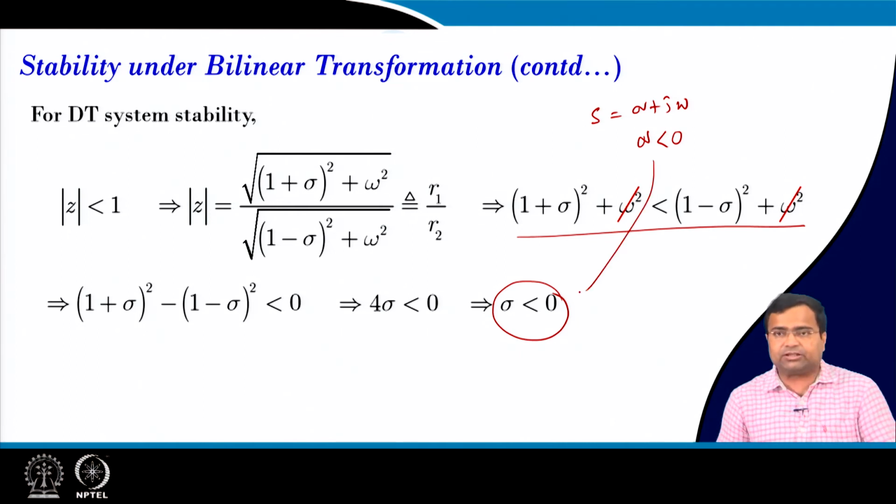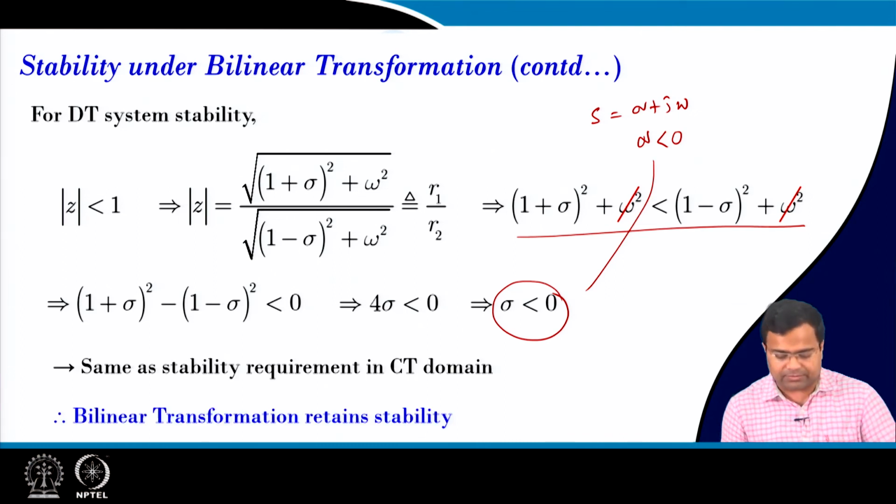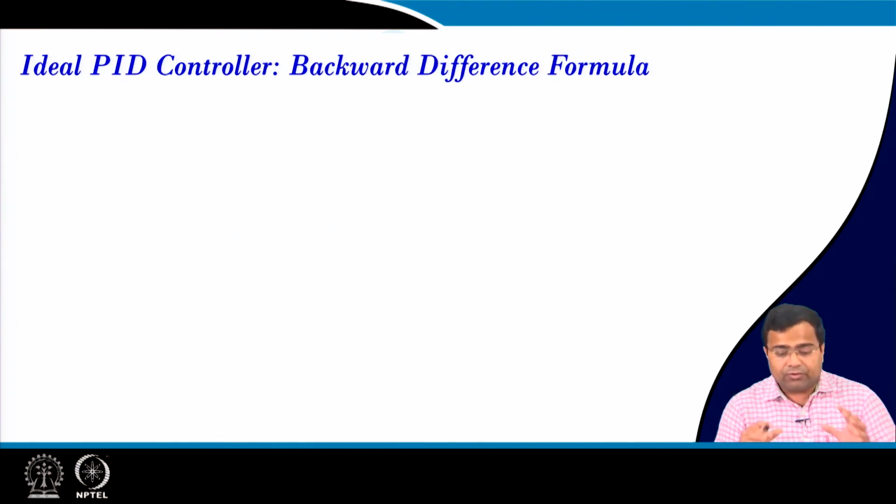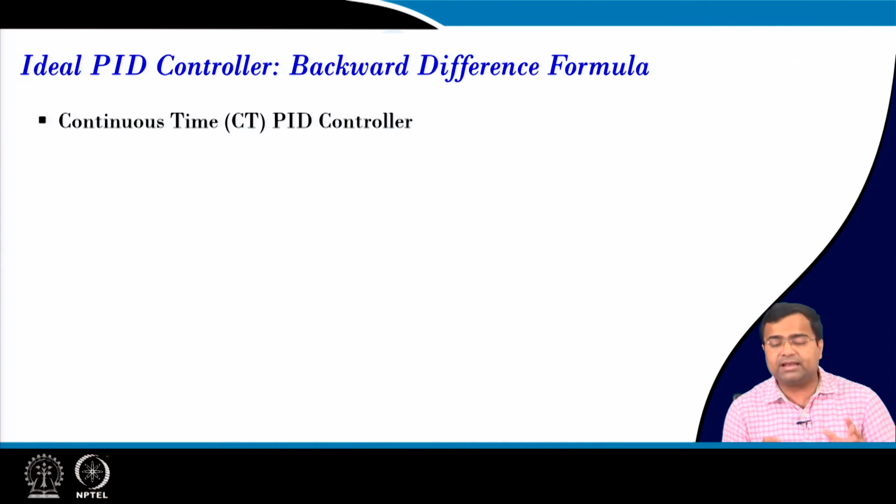That means, in this method the stable pole in the s domain will remain stable in the z domain. So, it will retain the stability of the continuous time, and the bilinear transformation retains the stability. Now, we want to convert a PID controller from continuous time PID controller to discrete time.